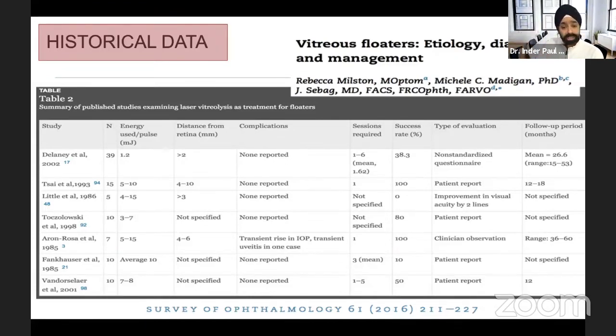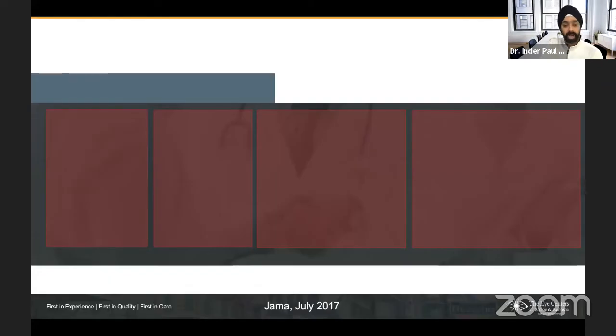Now, historical data is not very good. And if you look at why, a lot of the reasons are that the energy levels were 1 millijoule, or they were doing 20, 30 shots. They were only doing a specific type of floater, only 1 session. So when you look at historical data, they're using different technologies with different techniques and different protocols. And that's why it's so hard to compare. But we'll talk about some newer data.